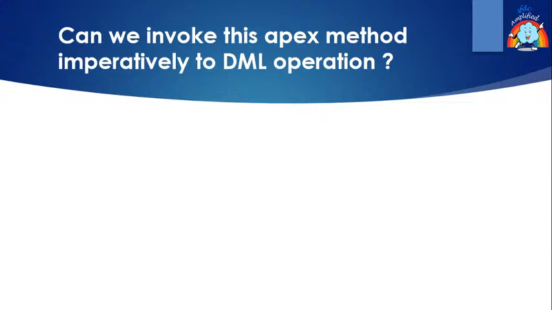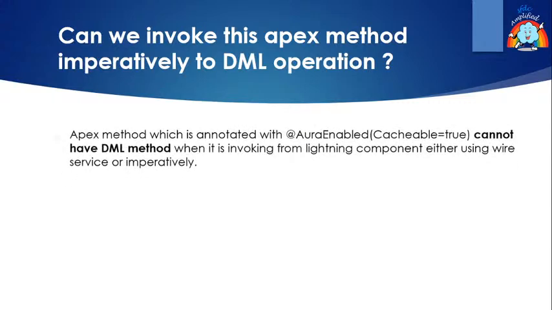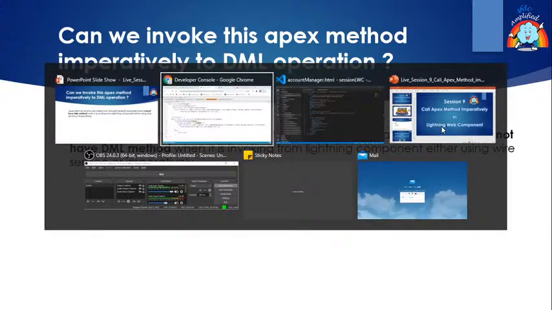Now the next question is, can we invoke the apex method imperatively to perform DML operation? You will say that we just discussed that yes, we can do that, right? But one important point to note: an apex method annotated with cacheable equal to true cannot have DML, whether we are using wire service or imperative. With wire service we cannot perform DML, and we have to have cacheable equal to true. But in imperative it is optional to have cacheable equal to true. So when we want to perform DML operation, we should not put cacheable equal to true.